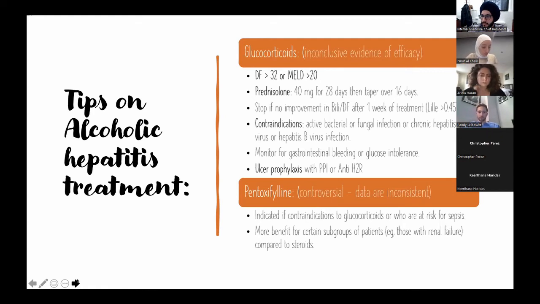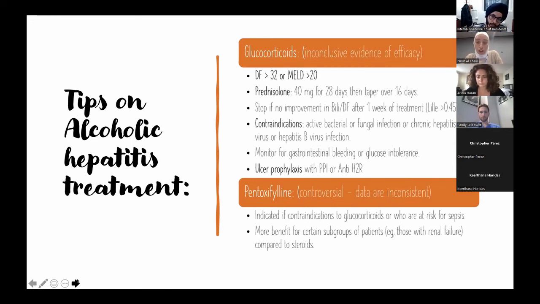I think prednisone needs to be converted to prednisolone to act, and that's done in the liver. So if someone's liver is affected, you want to give them the active form. Great. Okay, so we'll do that. Usually 40 milligrams for 28 days, unless the patient is not responding. And there are also contraindications, including active bacterial or fungal infection or chronic hepatitis B or C.